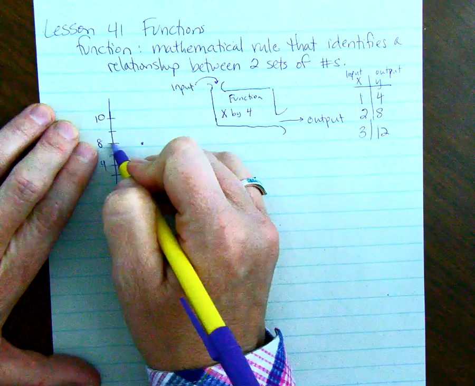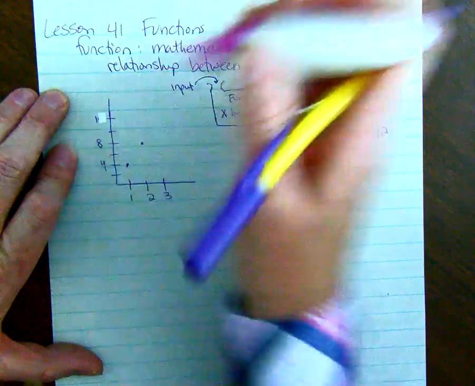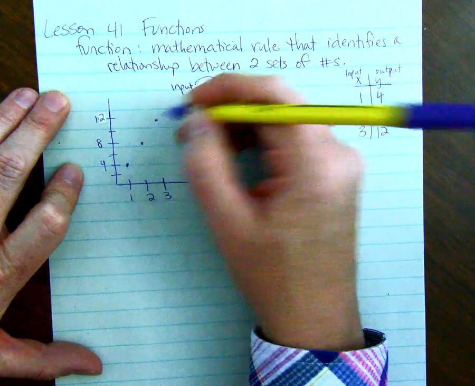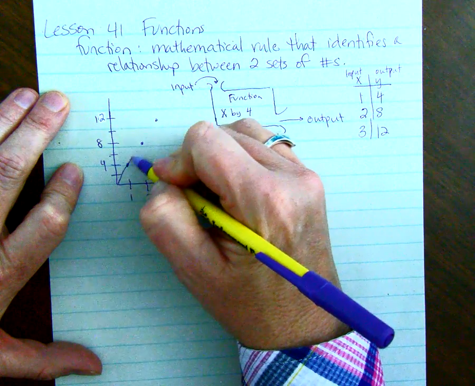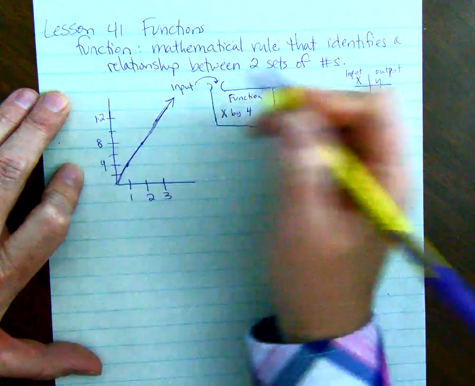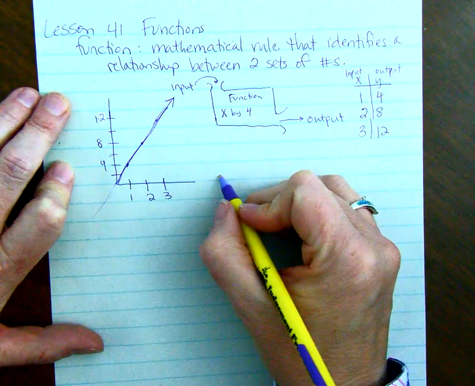Wait, 2, 4, 6, 8, 10. Oh, that one's 12. So I drew that wrong. So at 3 we had 12, and we would have an array of points right there. Or it would be a line if we kept going with negatives.